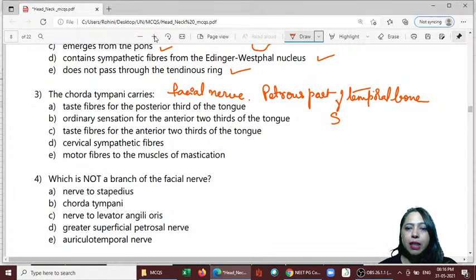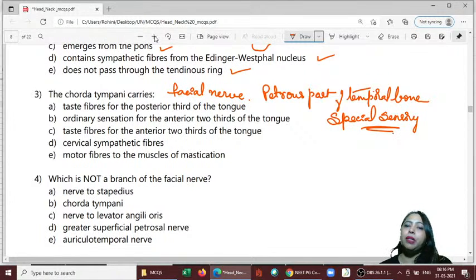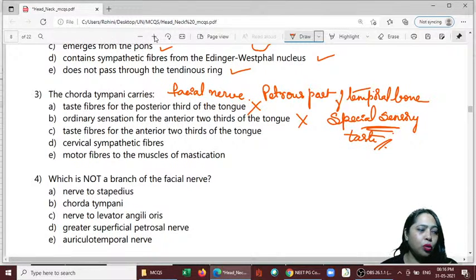This is a special sensory. So it would carry the fibers, that is taste fibers. Taste fibers from the tongue. So now is it posterior third of the tongue? This is not correct. Ordinary sensation. There is nothing like ordinary sensation. So that is also wrong. Cervical sympathetic fibers, that is also wrong. The fibers from the anterior two-third of the tongue, this is correct because the anterior two-third of the tongue has papillae.